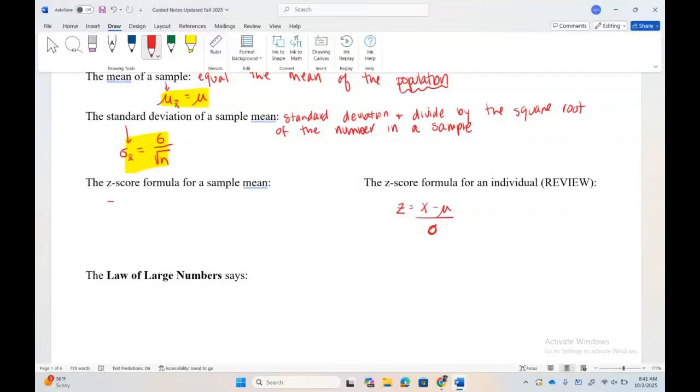Now our z-score formula, when we have this type of data, a sample with means, is the sample mean minus the population mean, and we divide that by our standard deviation. So it looks slightly different. This is what we did in the past if we have an individual. If we have a sample mean, this is what we're using now. These formulas are also important. You probably want to make sure they're on a cheat sheet if you're taking a test over this information.